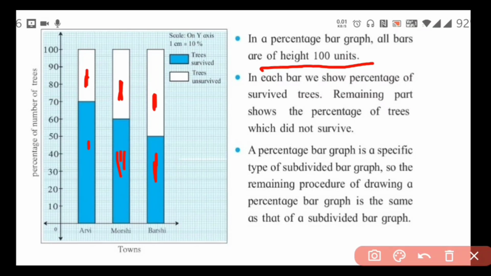Then the third point: a percentage bar graph is a specific type of subdivided bar graph. So the remaining procedure of drawing a percentage bar graph is the same as that of a subdivided bar graph. The procedure is the same, only the important feature is that all bars are of the height of 100 units, and after that we will divide them. So in this way we have to draw our percentage bar graph. Now let us see the questions from practice set 11.3.